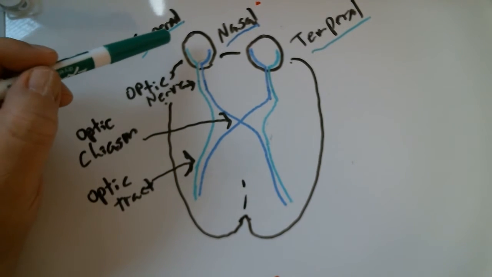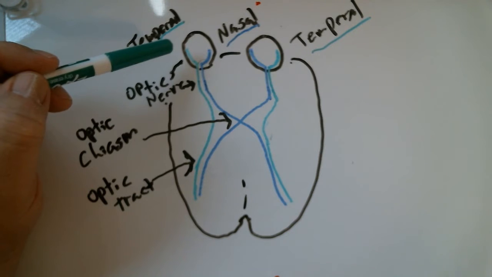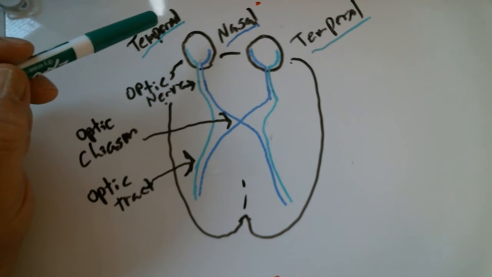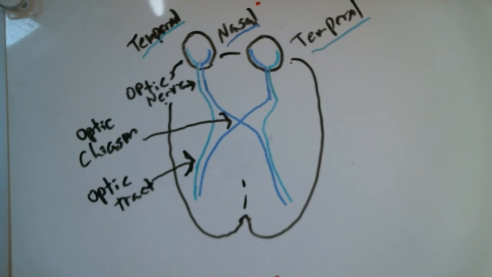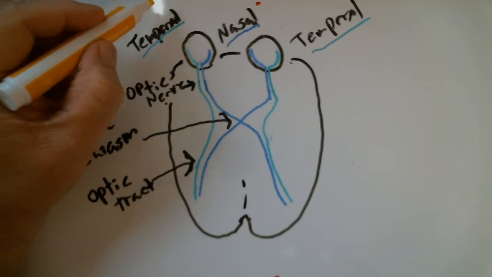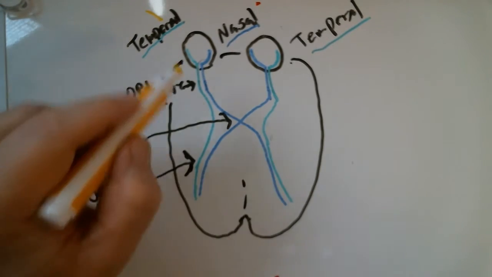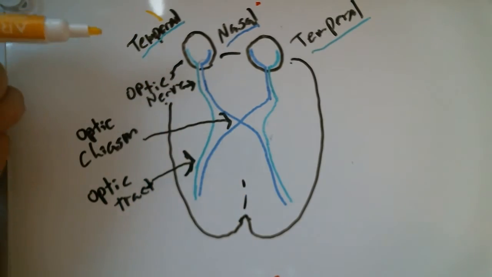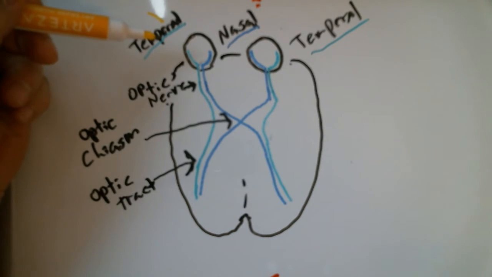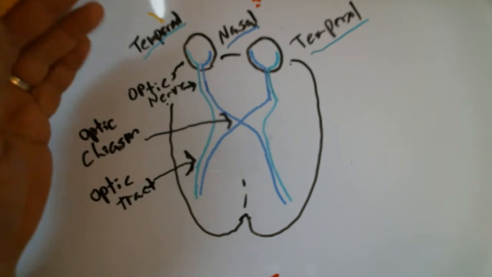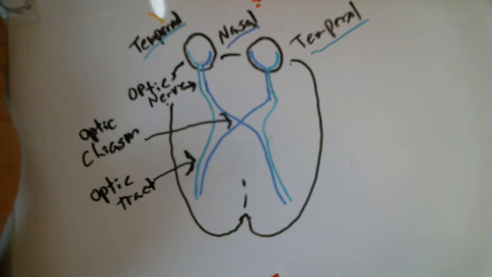So now, what we want to take a look at is following the pathway of a beam of light. What color should I make my light? I've already used those. I'm going to try this yellow here and see if it works. So let's say light. Can we see that? Yeah, you can see that pretty good. So let's say we have light coming in from the temporal side, right? That'd be your peripheral vision.